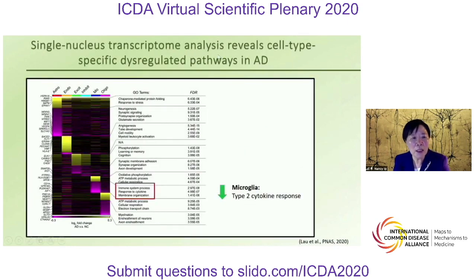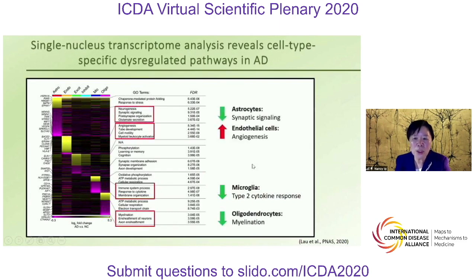Now we examined the transcriptomic changes in the AD brain versus the normal control, and we found that each cell type actually exhibits distinctive transcriptomic changes in AD, and they are associated with different functional pathways. For example, for microglia, there is a reduction in type 2 cytokine response. For astrocytes, reduction in synaptic signaling, oligodendrocytes, reduction in myelination, endothelial cells, increase in angiogenesis.